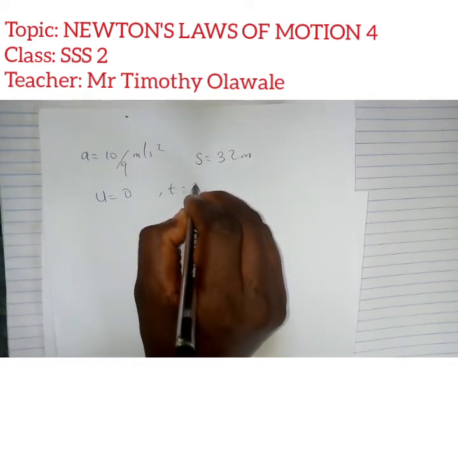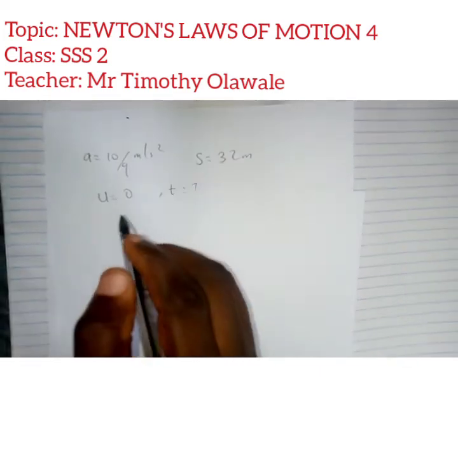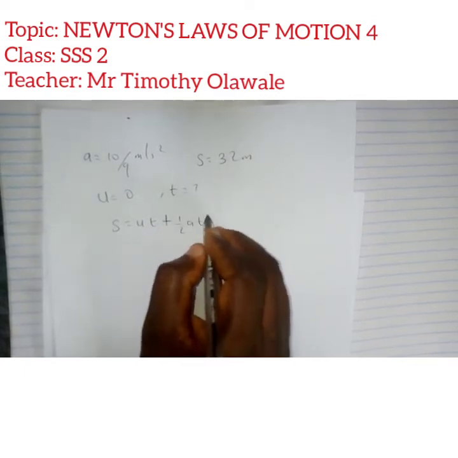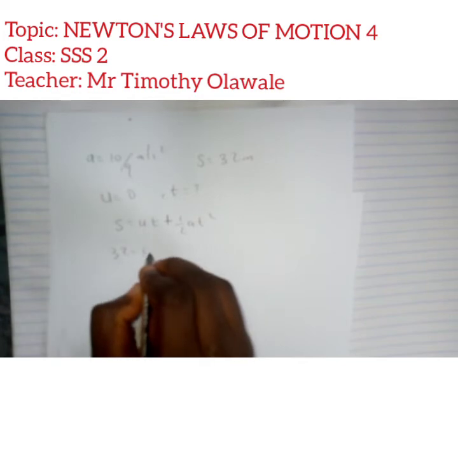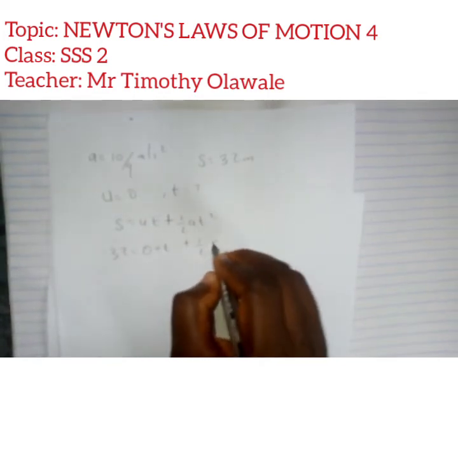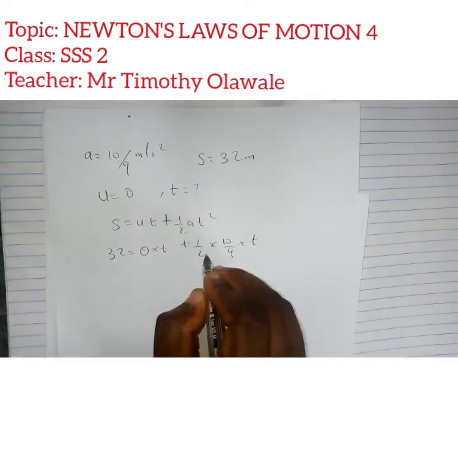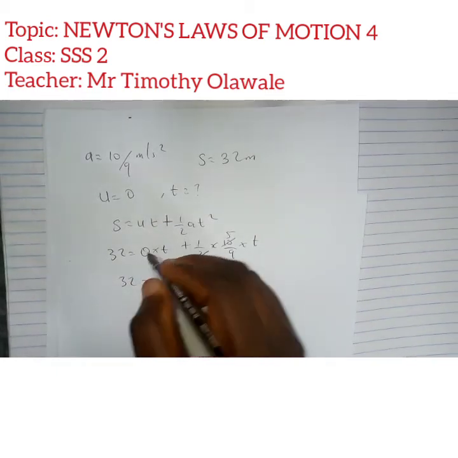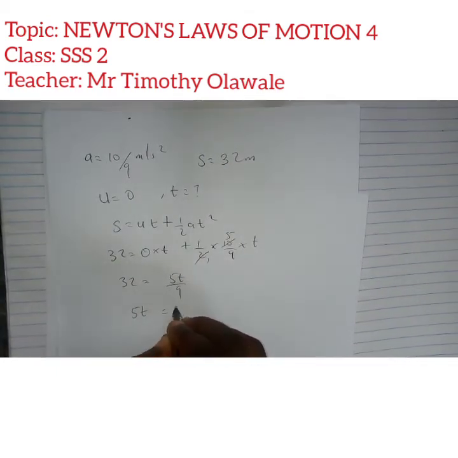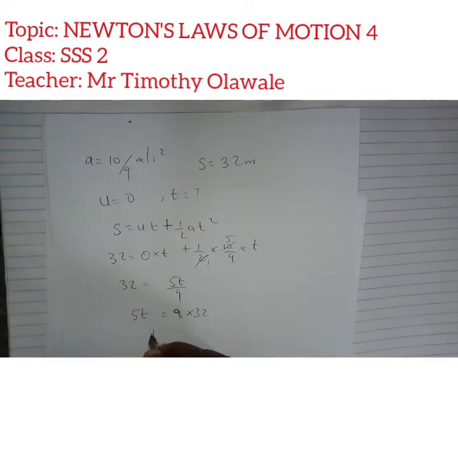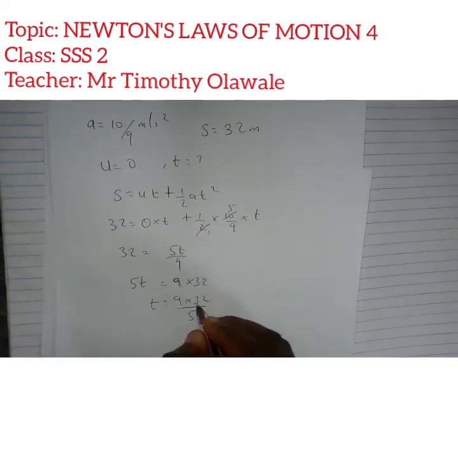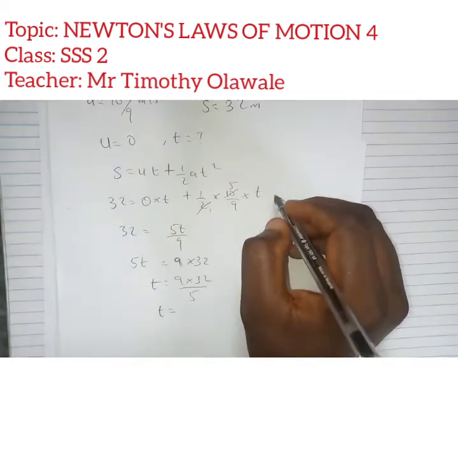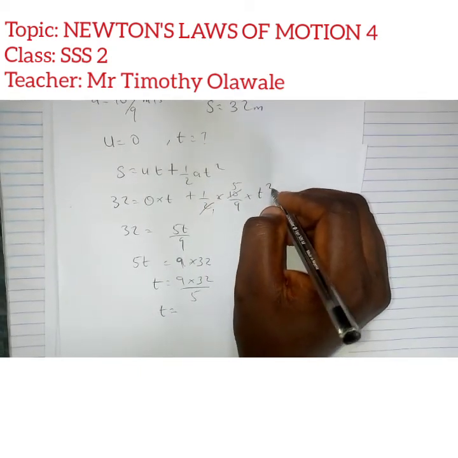So we're looking for T. We have S, we have U, we have A. We can use the formula S equals UT plus half AT squared. Our S is 32, our U is 0 times T plus half times A, which is 10 over 9, and T we don't know. Half of 10 gives 5, so we have 32 equals 5T over 9. The 0 times T is gone. So 5T equals 9 times 32, so T equals 9 times 32 over 5. Sorry, this is T squared, half AT squared.